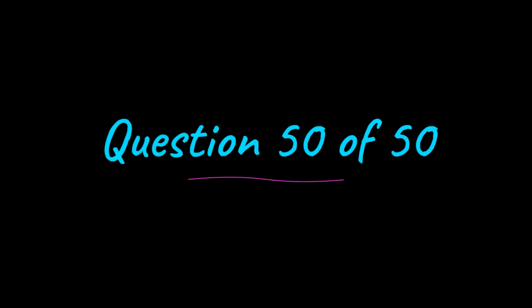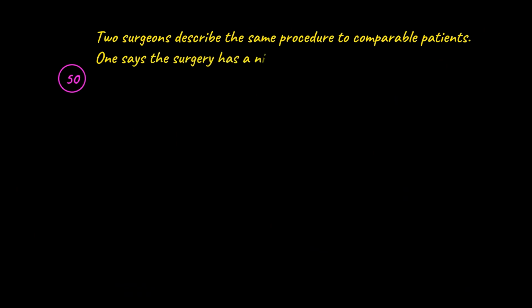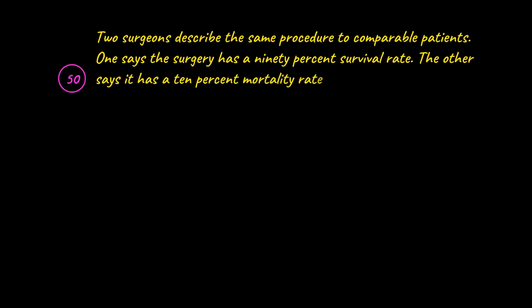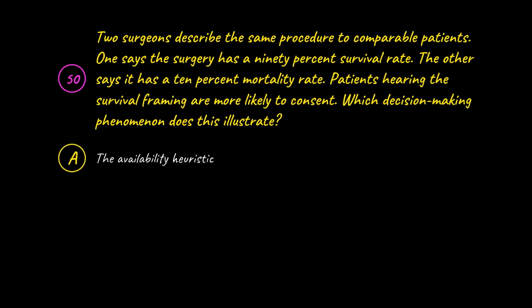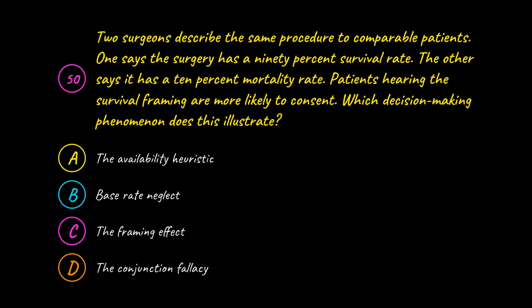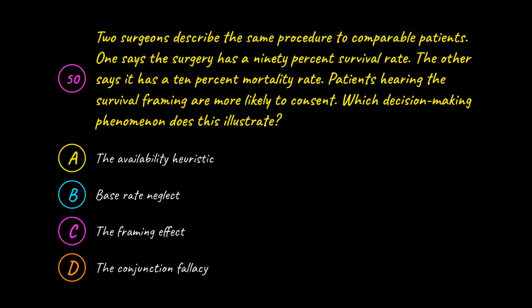Question 50. Two surgeons describe the same procedure to comparable patients. One says the surgery has a 90% survival rate. The other says it has a 10% mortality rate. Patients hearing the survival framing are more likely to consent. Which decision-making phenomenon does this illustrate? Your options are A. The availability heuristic, B. Base rate neglect, C. The framing effect, D. The conjunction fallacy. Take a second. Which answer would you pick?